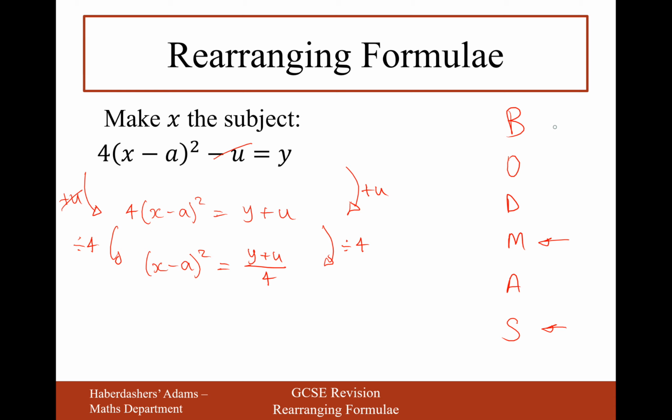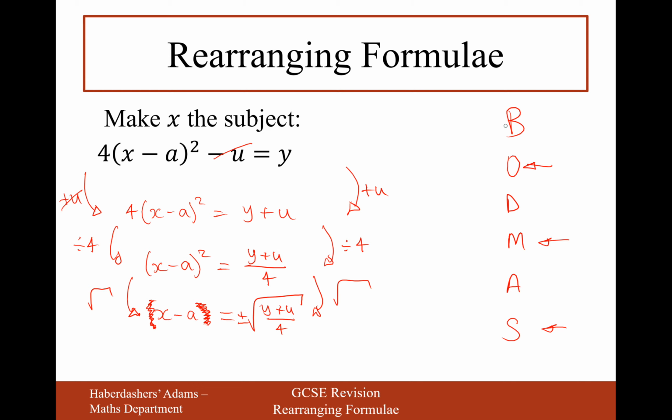The next thing I'm going to do is now think about the power that's surrounding my brackets. So I need to undo the squared symbol here. So that's going to be square root both sides. So I'm going to get x minus a in brackets equals the square root of y plus u divided by 4, plus or minus that. Now, when I've just got some x minus a inside the brackets and then nothing surrounding the brackets, I can now delete the brackets. If there's nothing on the outside of a pair of brackets, you might as well just delete the brackets.